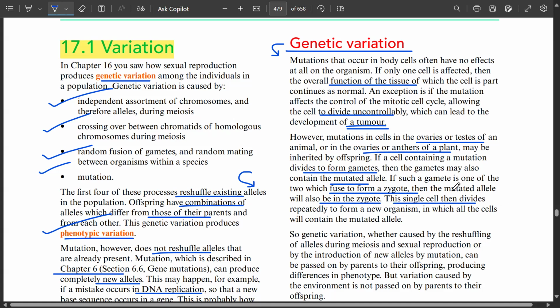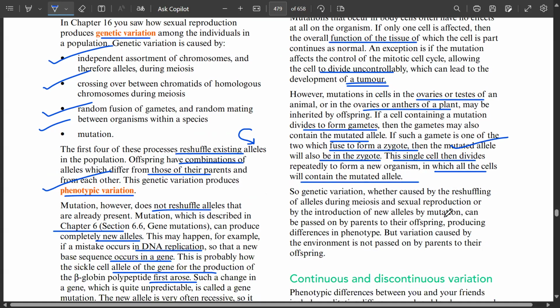The single cell then divides repeatedly to form a new organism in which all the cells will contain the mutated allele. So genetic variation, whether caused by the reshuffling of alleles during meiosis and sexual reproduction, or by the introduction of new alleles by mutation, can be passed on by parents to their offspring, producing differences in phenotype. But variation caused by the environment is not passed on by parents to their offspring.